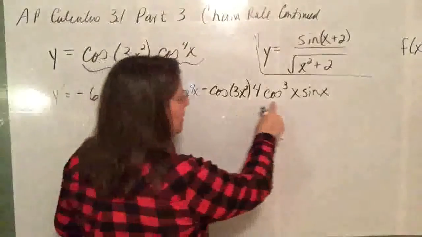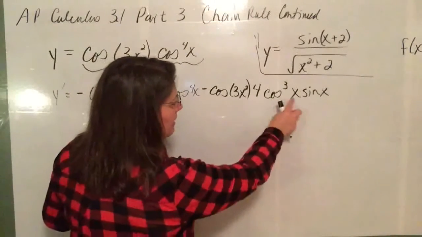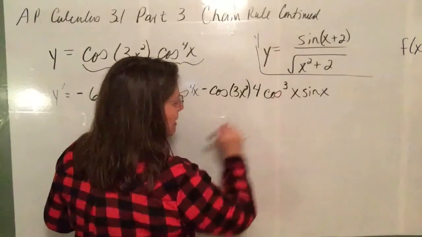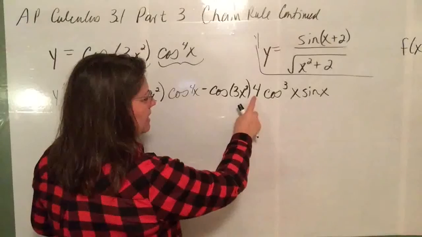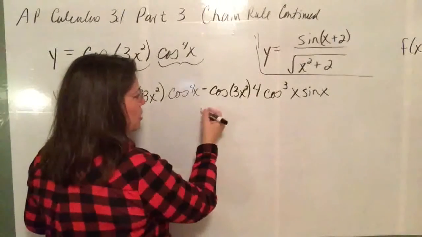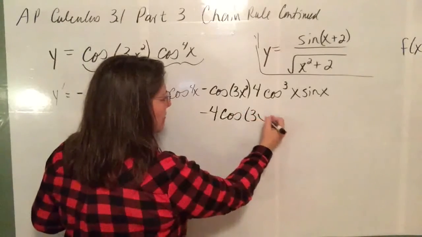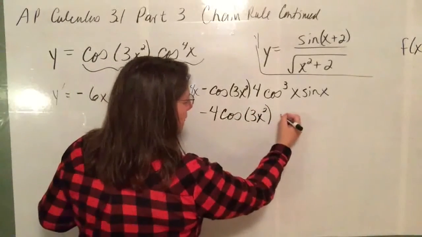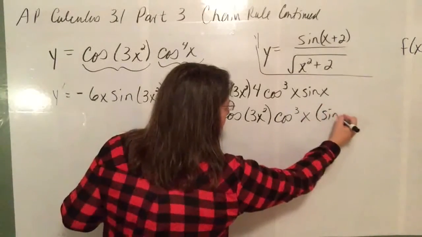For this term, what I would do there is, let's see, we've got the cosine, that x goes with the cosine cubed. It has to stay there. That x has to stay here. So the only thing I see here that needs to move is that 4 really needs to go to the front. So that's minus 4 cosine 3x squared times cosine cubed x times sine x.